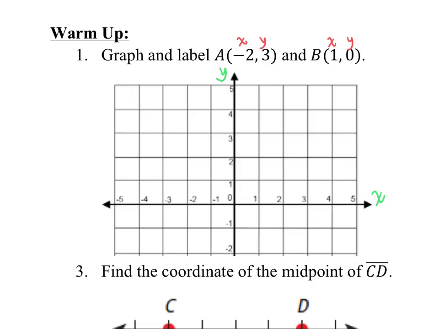y-coordinate. In order to locate point A, we're going to go to -2 on the x-axis, and then we're going to go to +3 on the y-axis. We're going to label our point that way. To find B, we're going to go 1 in the positive direction on the x-axis, and then 0 in the y direction, which means it's sitting right on the x-axis.